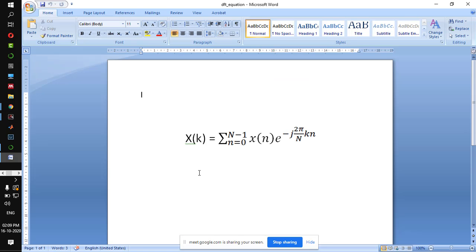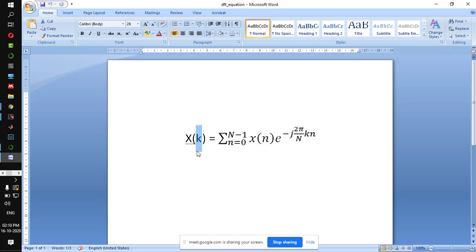Okay. Yes, it is X of k, the left hand side is X of k, summation n varying from 0 to N minus 1, x of n e power minus j 2 pi by N into k. Right. Now what is k? k will address the sample, right? What domain sample? Time domain sample or frequency domain sample?